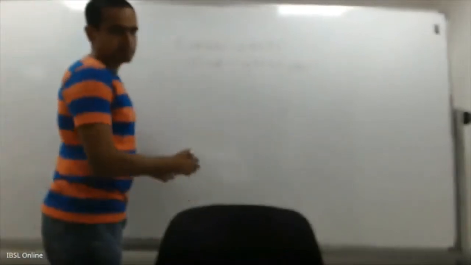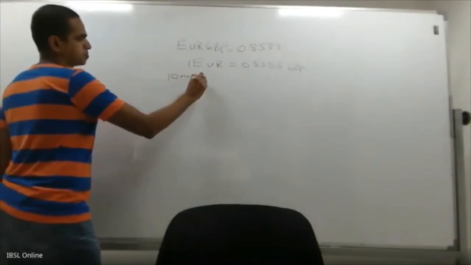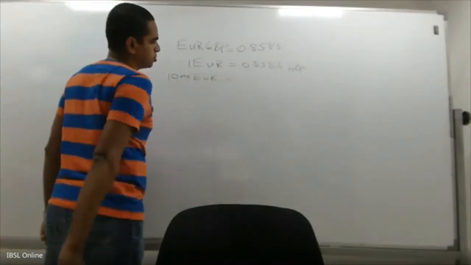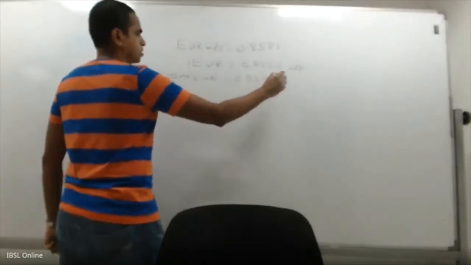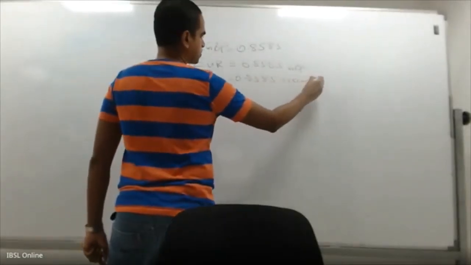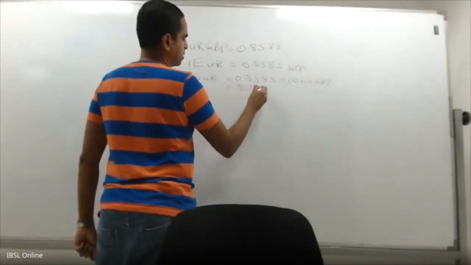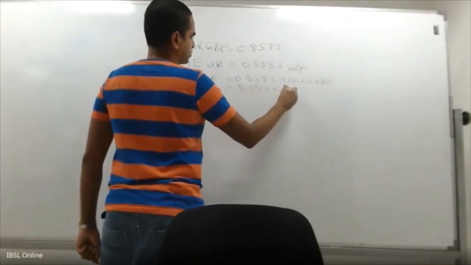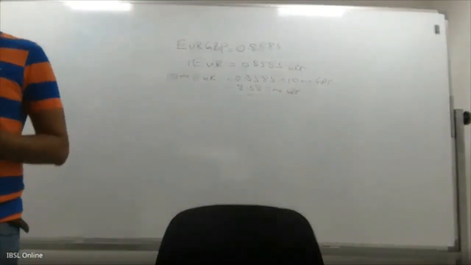If you have 10 million euros, how much can you get in sterling? So 1 euro will buy you 0.8585 sterling. Therefore, 10 million euros will buy you 0.8585 into 10 million sterling. It is 8.585 million sterling. Clear?